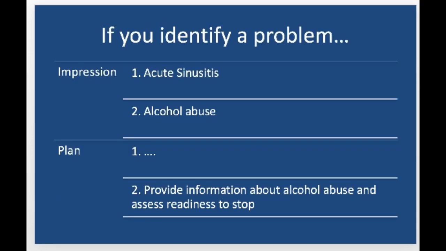If you identify a problem during that information, then you need to make sure that you're jotting it down on paper and developing your problem list so that when you finish your SOAP note, you can go to the end part, the A and the P. The A is the assessment, what we also call impression, and you can list them there. Acute sinusitis, alcohol abuse, and then your plan for each of those. Provide information to assess alcohol abuse and readiness to stop and things like that.